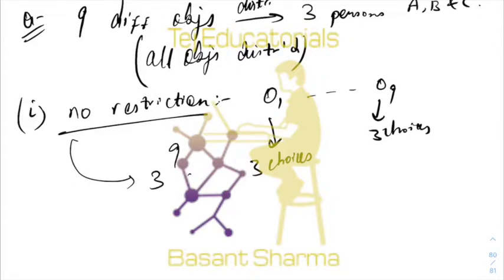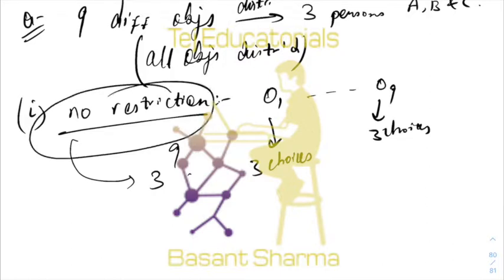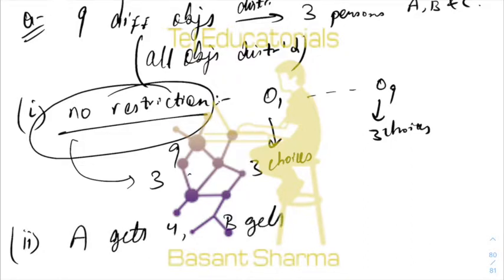Hold the 9 objects in your hand, and for each object check how many choices does it have. It has 3 choices, either it can go to person A, B, or C, and no restriction, so it doesn't matter how many objects each person gets. Second, A gets 4, B gets 3, and C gets 2.